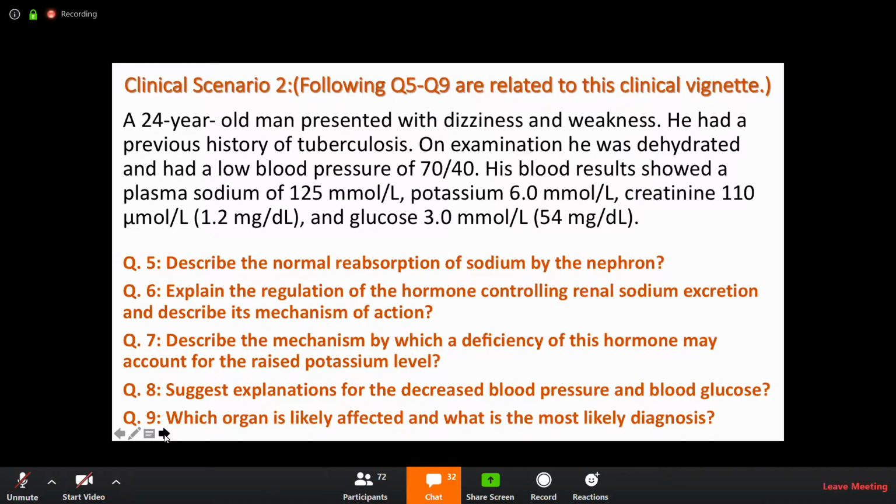There's a last question, Dr. Jabbar, about the diagnosis. Which organ is likely affected and what is the most likely diagnosis? It's definitely an aldosterone deficiency, and the fancy name for that is Addison's disease. Which organ is affected? It's the adrenal gland.